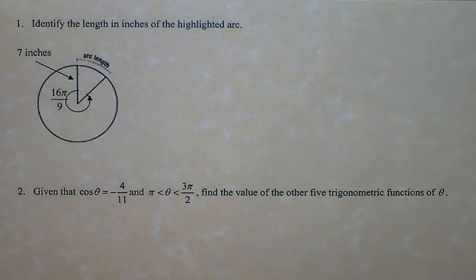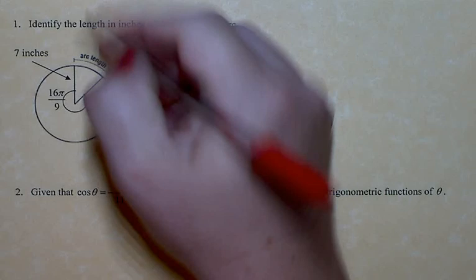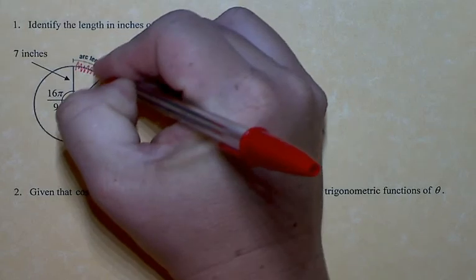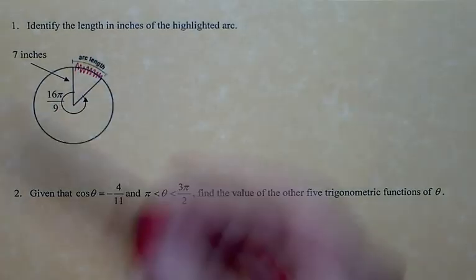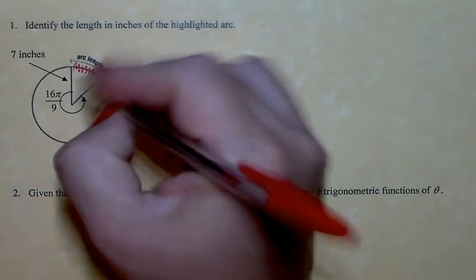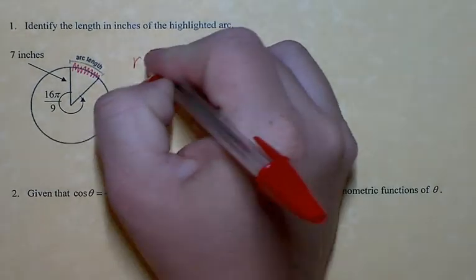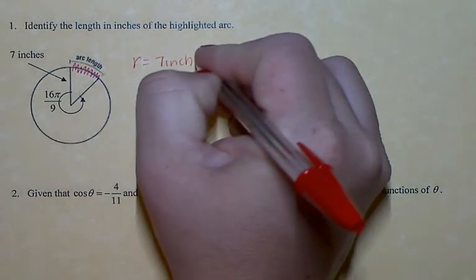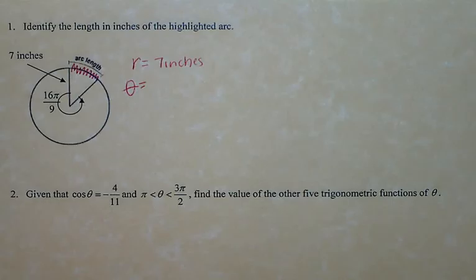Identify the length in inches of the highlighted arc. So this is what we're looking for right here if you want to draw this picture. We're given that the radius of this sector is 7 inches. We're not told the exact central angle.